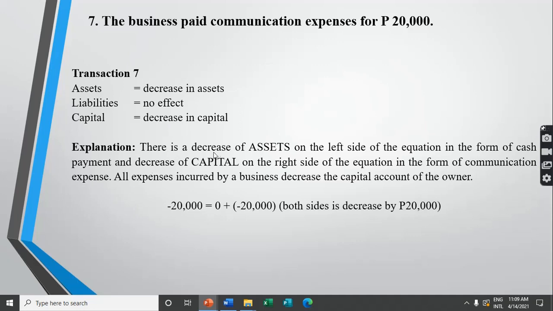So, there is a decrease of asset on the left side of the equation in the form of cash payment and a decrease of capital on the right side of the equation in the form of communication expense. So, all expenses, sabi nga natin, all expenses incurred by the business decrease the capital of the owner. So, both side decrease by 20,000. Okay?